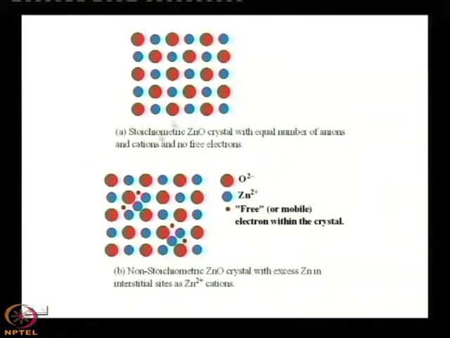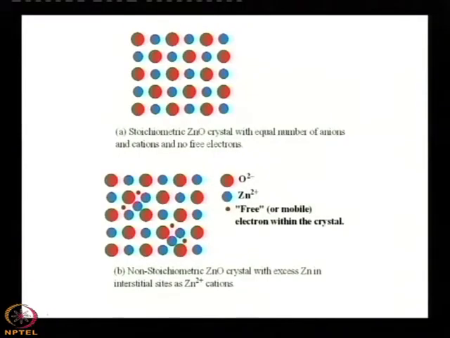Now, if you find that there is some excess amount of zinc in the crystal, how does it happen? If the crystal has some deficiency in oxygen, suppose there are n number of zinc. So, how many oxygen must be there? N number of oxygen will be there, then only it will be a stoichiometric crystal. But if you have n number of zinc and n minus m number of oxygen, then there will be excess amount of zinc in the crystal.